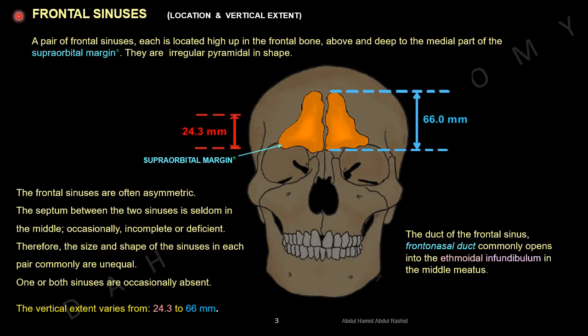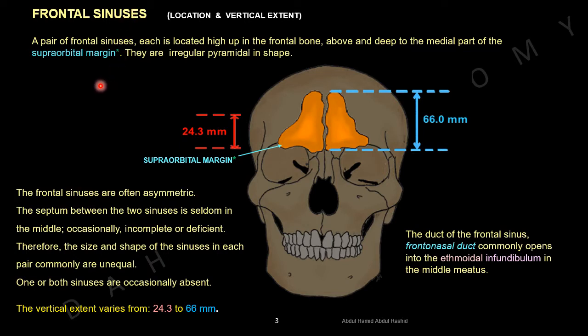Frontal sinuses. We are looking at the skull from anterior. This is the frontal bone. This is the orbital cavity. This is the orbital margin. This part is the upper part of the orbital margin, called the supraorbital margin. Now we are going to talk about the frontal sinuses.